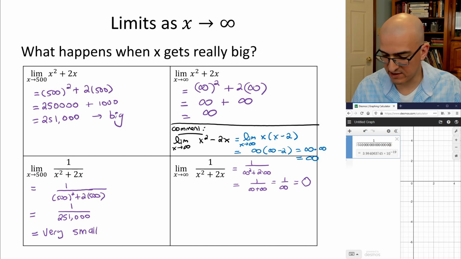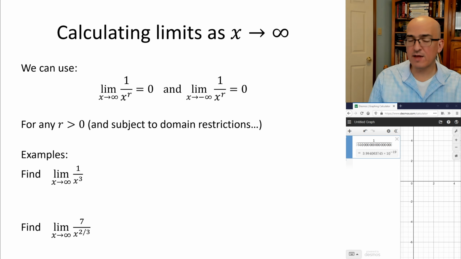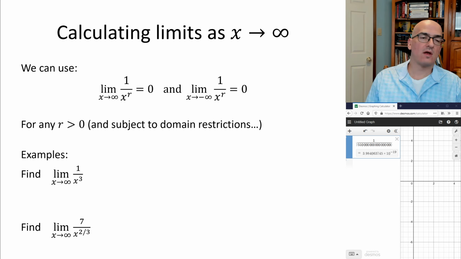Now it can get more complicated, and it does. To help us, we need some type of shortcut. So based on the calculations we just did, hopefully what I'm about to say doesn't bother you too much. Then we will accept, without proof, that the limit as x approaches infinity of 1 divided by x raised to any positive power will give you 0. And the limit as x approaches minus infinity of x to the positive r is equal to 0, as long as that power is positive and it can't involve taking an even root of a negative number.